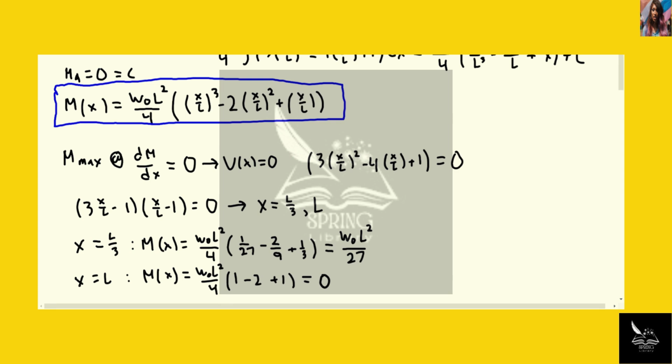All right, so our M max is going to be equal to W0 L squared over 27, and that will occur at x equals L over 3.